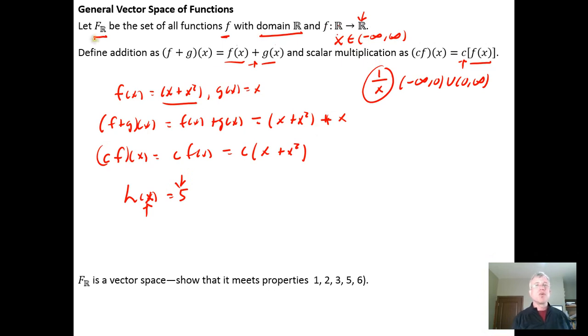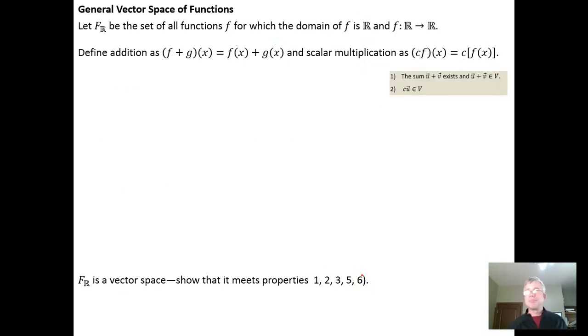So it turns out if we set this definition in place, if we describe the domain and range this way, and define addition and scalar multiplication this way, then F sub r happens to be a vector space, and we can show that it meets the 10 criteria that we laid out in our previous videos. We're going to go ahead and show that it meets properties 1, 2, 3, 5, and 6, and then you'll show the other properties in the homework assignment.